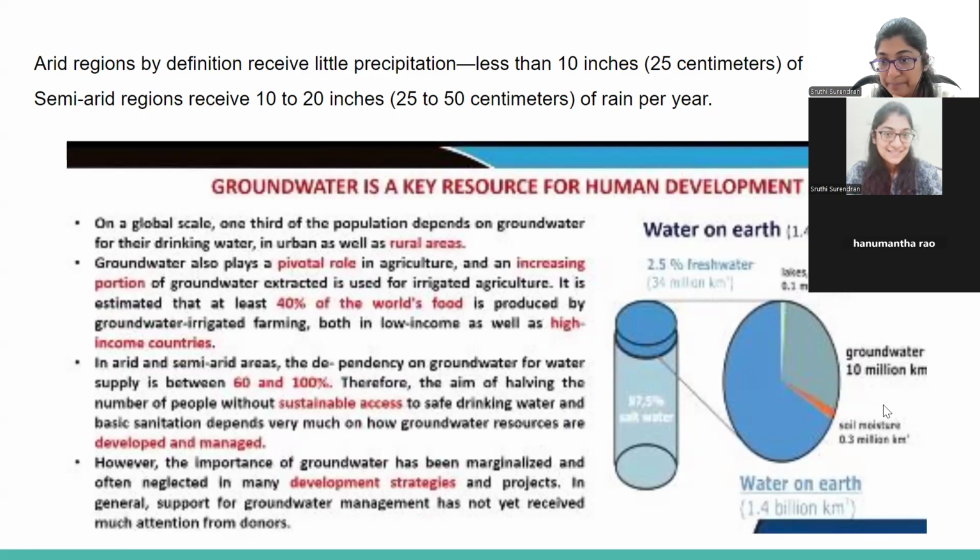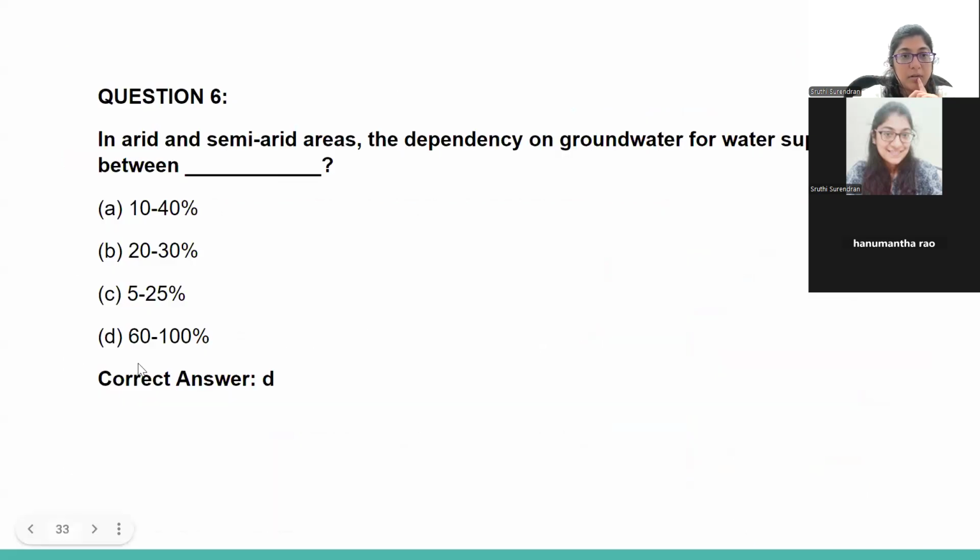So you can see here, 40 percentage of the food is obtained from irrigation and cultivation that is done with the help of groundwater. And in arid and semi-arid regions alone, around 60 to 100 percentage is dependent on groundwater. So the answer for this question would be 60 to 100 percentage. If they are asking about a global scale, then the answer would be around 40 percentage dependency on groundwater for irrigation.